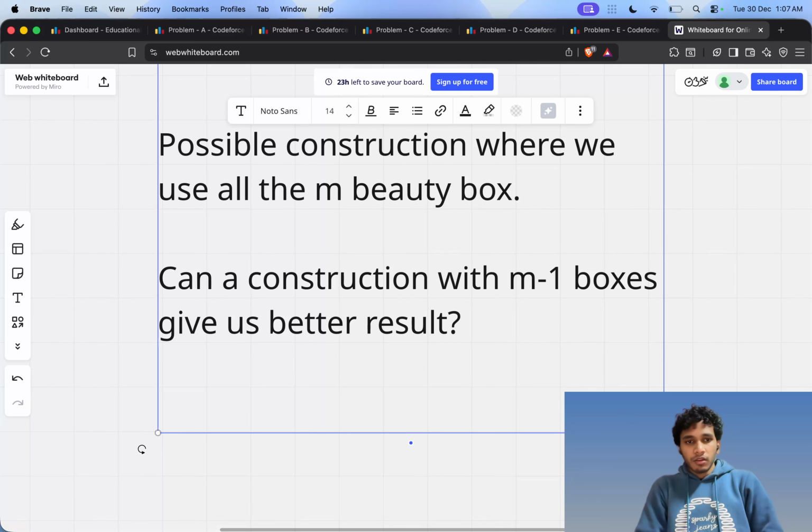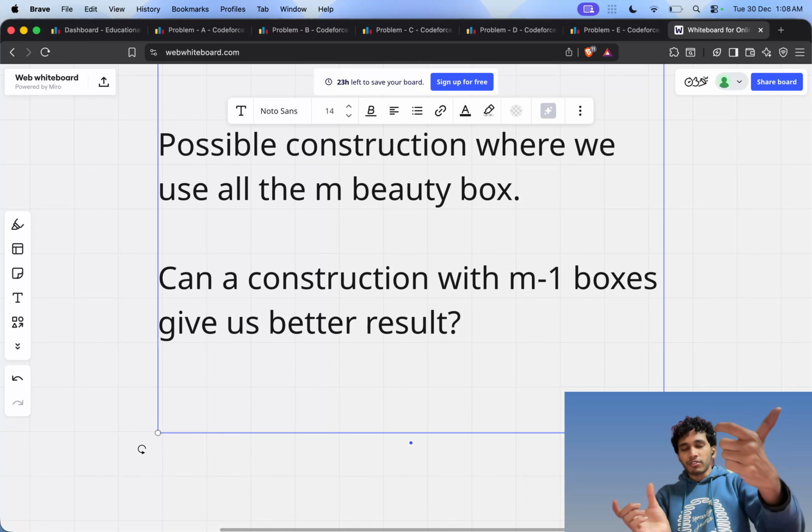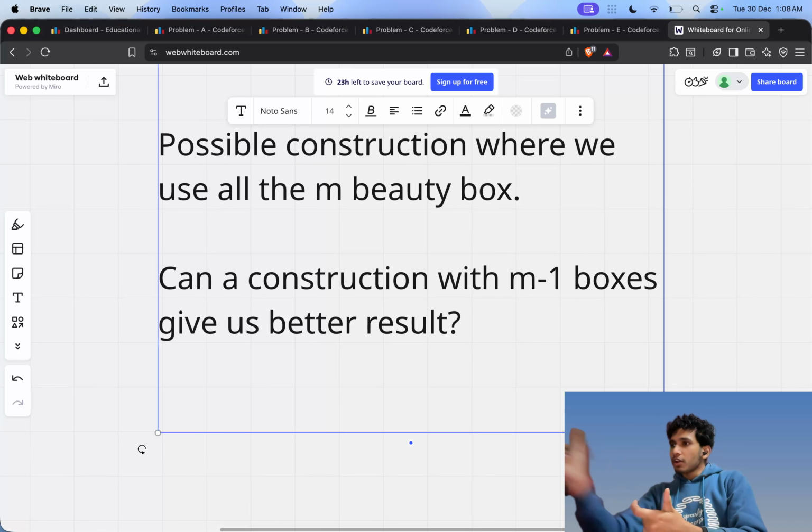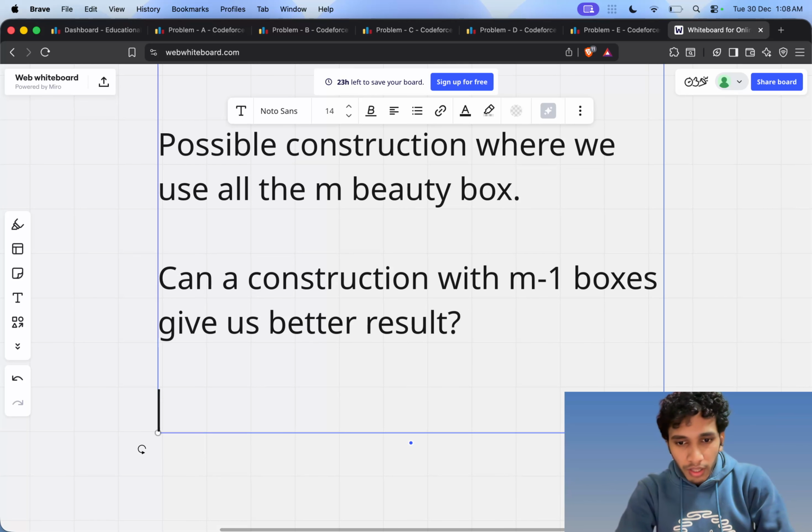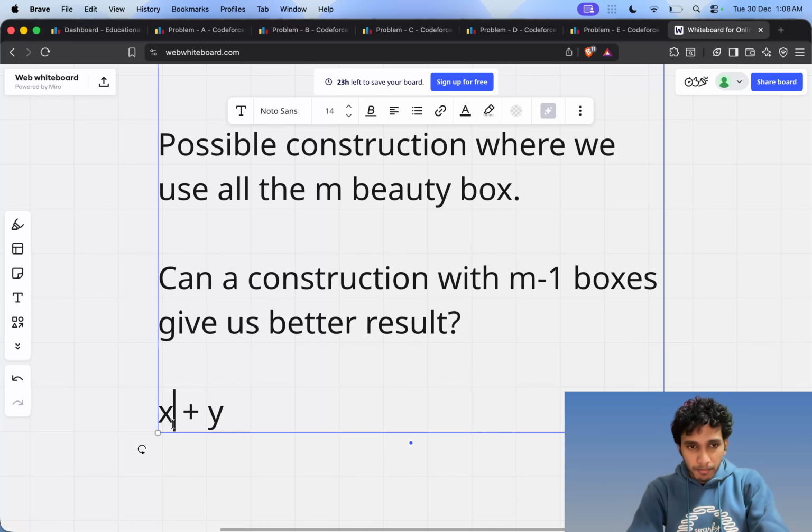Let's analyze. Let's say we do not use all the boxes to make our friends happy. We use m minus 1 boxes. So one of the boxes is left over and it requires coins to be made happy, because total was x plus y. X were made happy using beauty and Y were made happy using coins.